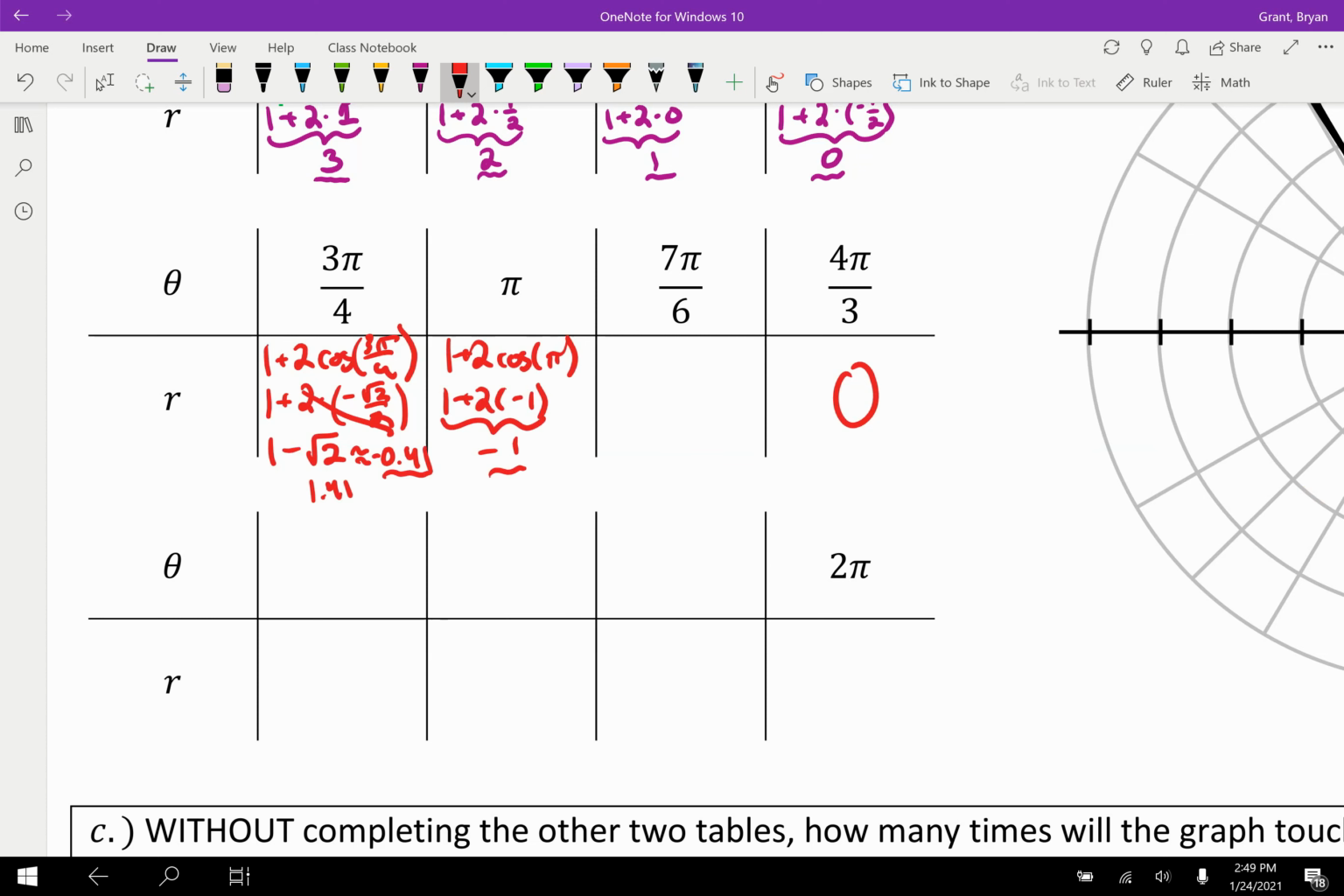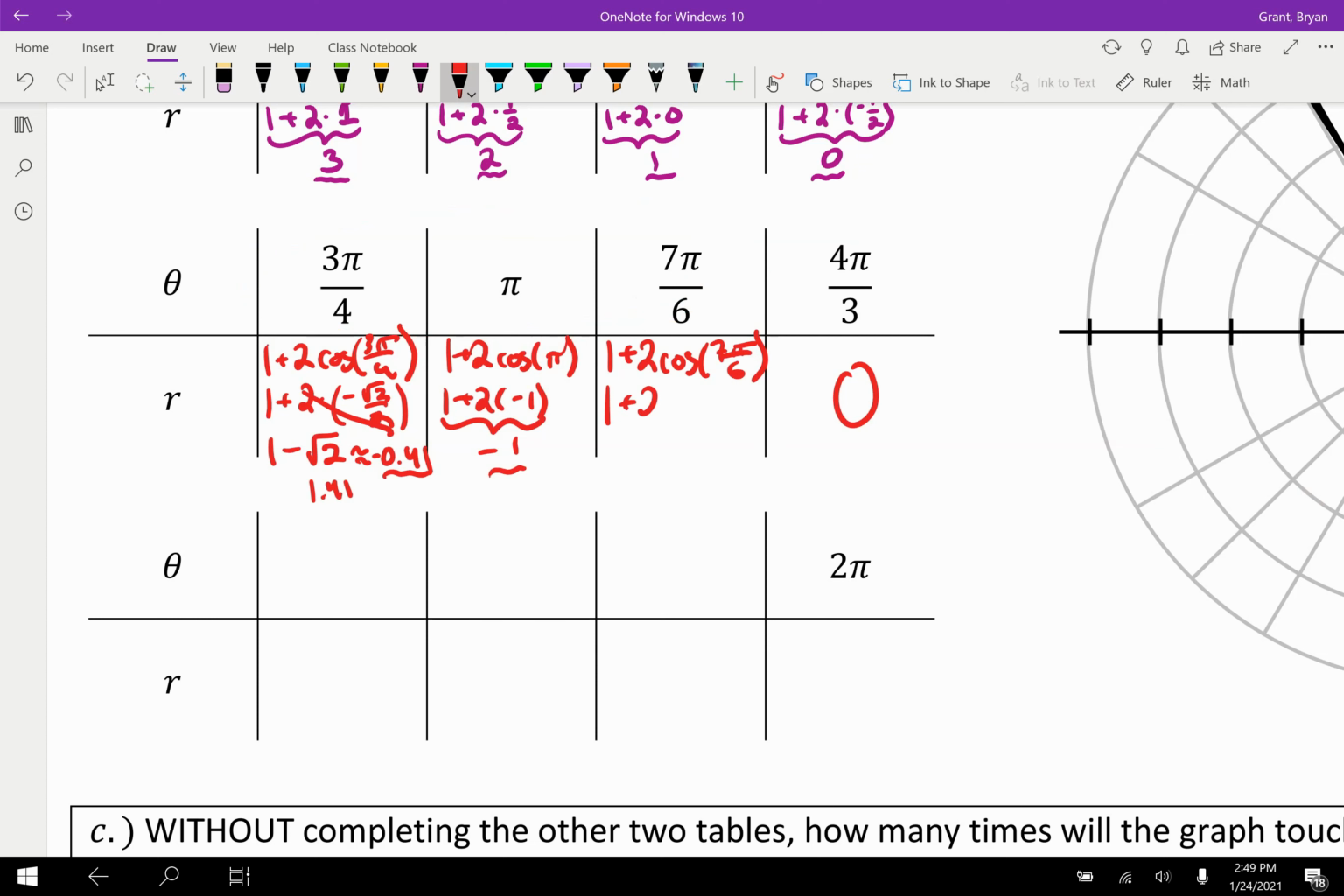And 7 pi over 6. I had mentioned before that I didn't use pi over 6's because cosine's not a nice number when we use pi over 6, but I ran out of nice trig values after here, so we had to use it, right? I had to use every value I could before we got over to 4 pi over 3.